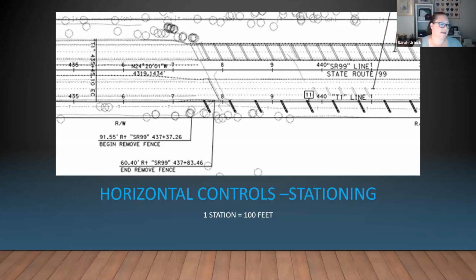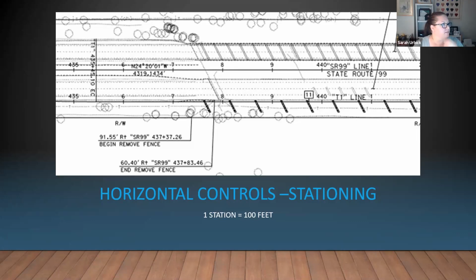So they can start out on their plans, and if they open up any set of plans, they can look and see, okay, well, there's station 435, and you can start getting your bearings on the job. Okay, well, that off ramp that we're talking about, that's at station 445. And whether you're going north or south, your starting point of reference is always fixed.